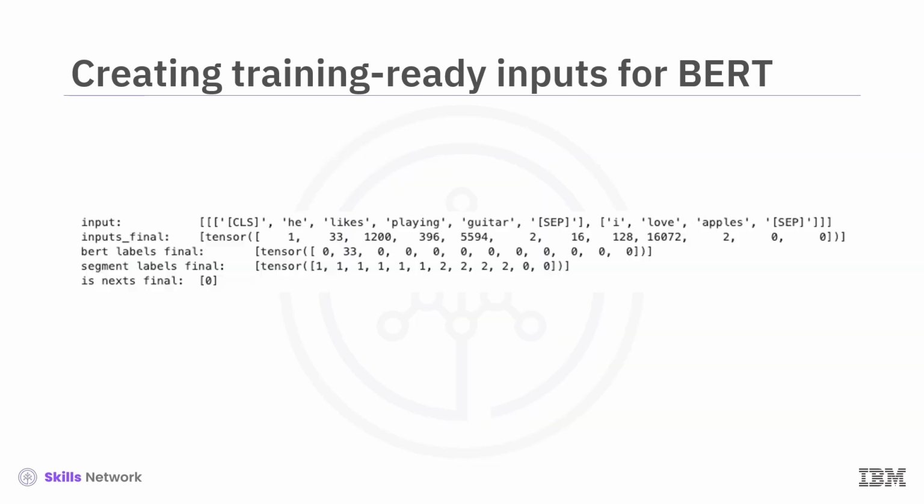Sentences are zero padded and each token is mapped to its vocab index: CLS to 1, he to 33, SEP to 2, pad to 0. Mask labels are also padded and mapped to vocab indices. In this case, all tokens are unchanged except the token he, which is masked. Next, segment labels are created, where tokens of the first sentence are labeled with 1, tokens of the second sentence are labeled with 2, and zero paddings are labeled with 0. Finally, isNext is returned to indicate that the second sentence does not follow the first one.